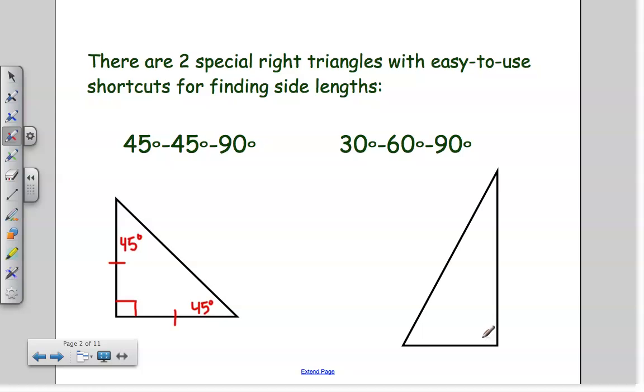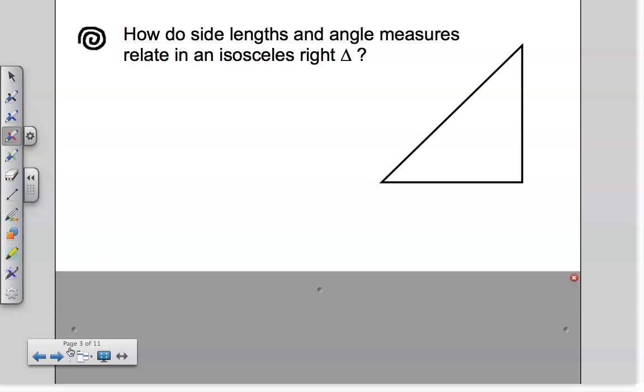The 30-60-90 is our other special right triangle. Of course, we have a right angle here, and the two acute angles would be 30 degrees and 60 degrees. And we're going to talk about a shortcut to find all of these sides as well. So we're going to start first with the 45-45-90 and talk about what we know.